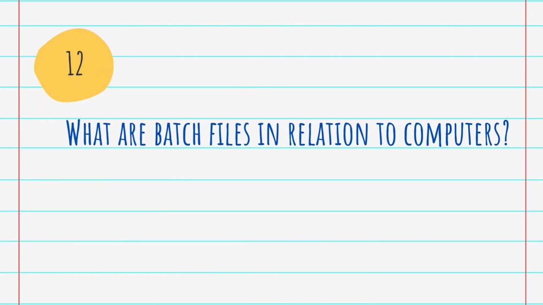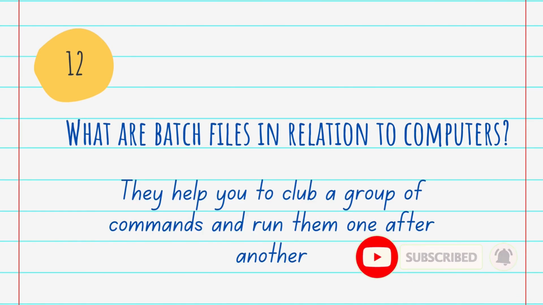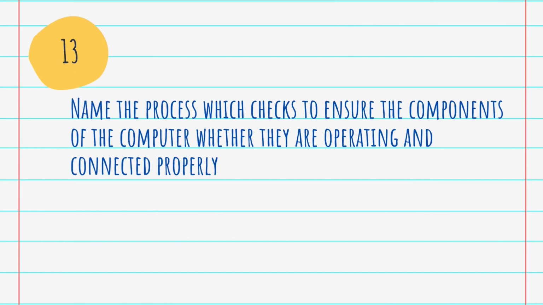Remember this. Then next question, what are batch files in relation to computers? And the answer is they can help you to club a group of commands and run them one after another. A batch file is a script file that stores the commands to be executed in a serial order. It helps automate routine tasks without requiring user input or intervention. Some common applications of batch files include loading programs, running multiple processes, or performing repetitive actions in sequence in the system.